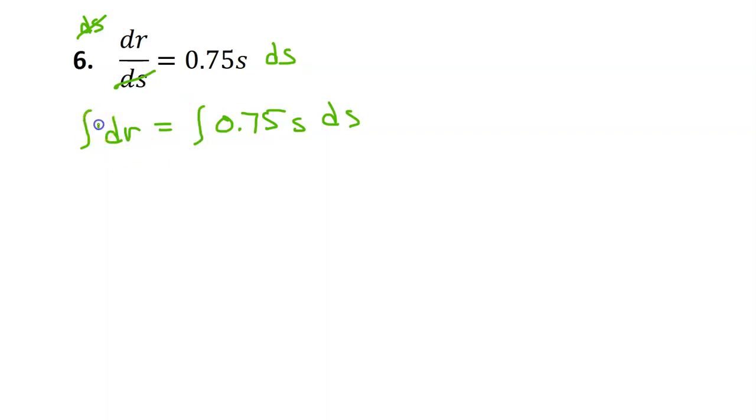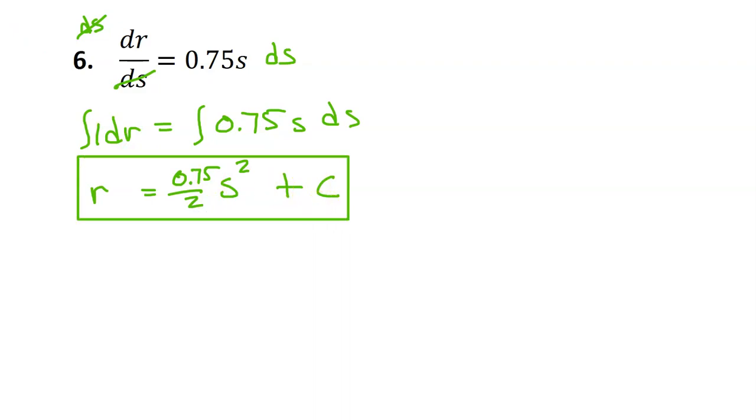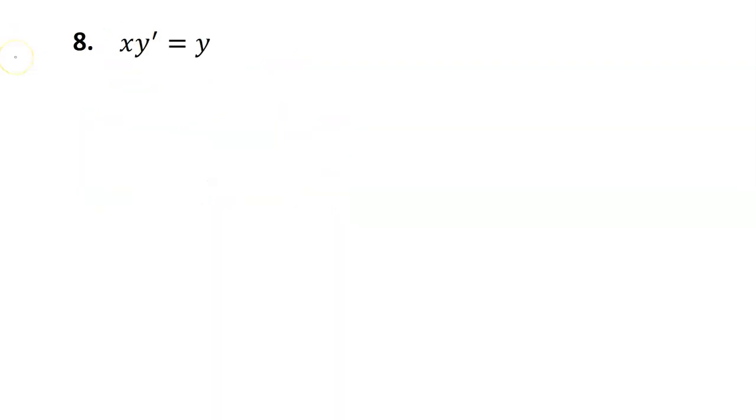Now I'm going to integrate both sides of the equation, and this is like the integral of 1 dr. The antiderivative of 1 will just be r, and this s will become s squared, and then I need to divide by the new exponent. So it will be 0.75 divided by 2 plus c. And that's it for number 6. For number 8, I would start by rewriting y prime as dy dx.